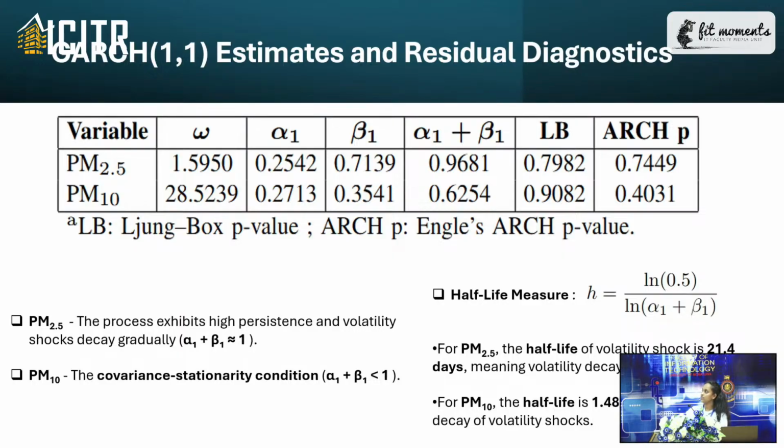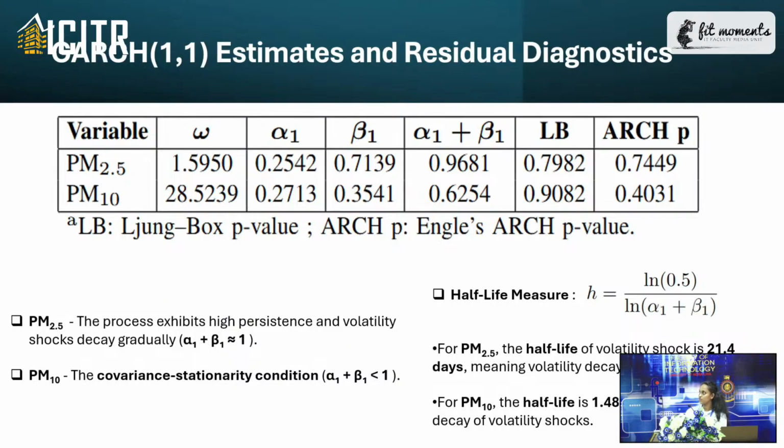Then here I mention the alpha 1 plus beta 1 values. It is approximately equal to 1 for the PM2.5 concentration levels. That means we can consider it highly persistent. For PM10, alpha 1 plus beta 1 is less than 1. So it satisfies the covariance stationary condition, and we can call it low persistent volatility.